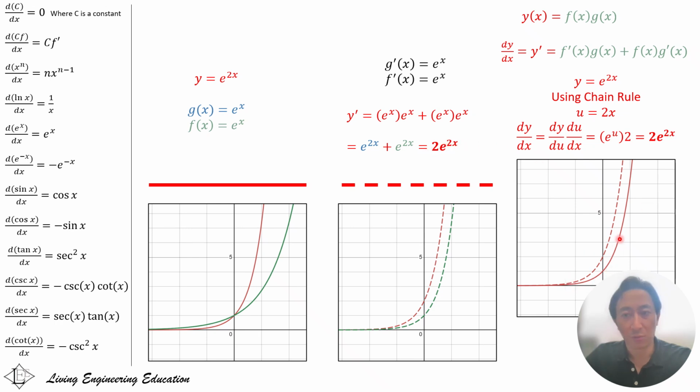So here we have the original function, e to the 2x. And here in the dashed line, we have the function 2 times e to the 2x, right? So we can see that e to the 2x is going to have a steeper derivative than e to the x, and it's reflected by each of these graphs.